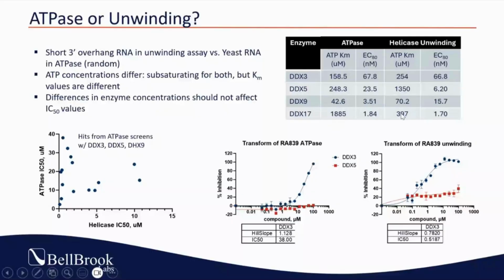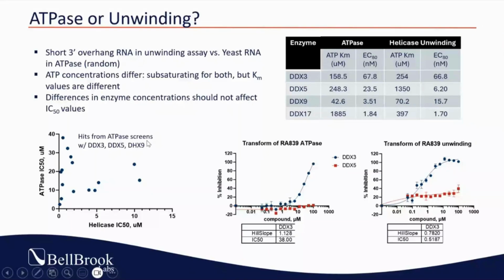400 micromolar versus 1.8 millimolar for DDX17. So, we're using ATP concentrations to come close to those KM values in that assay. So that's another difference. The differences in the enzyme concentrations aren't that big, because unless you're looking at sub-nanomolar inhibitors, they're not going to make a difference. So this is another interesting result that we found that could inform your decision.